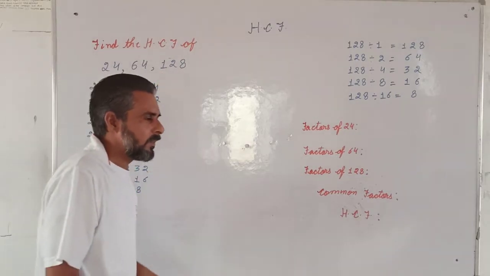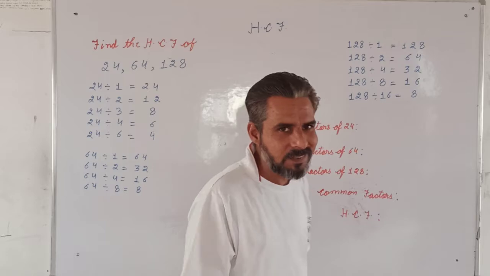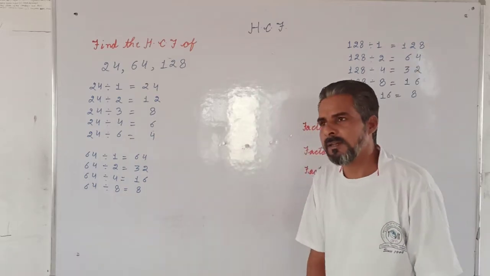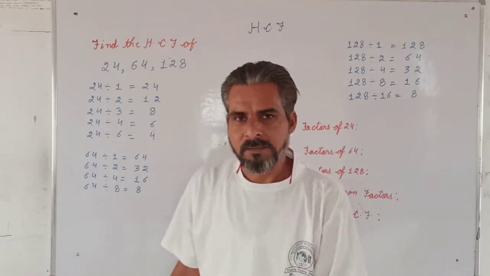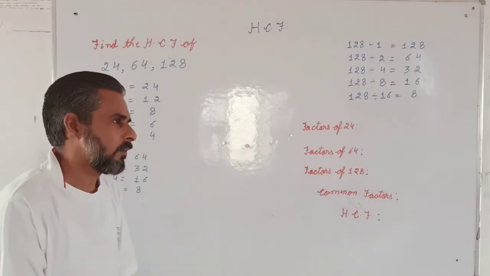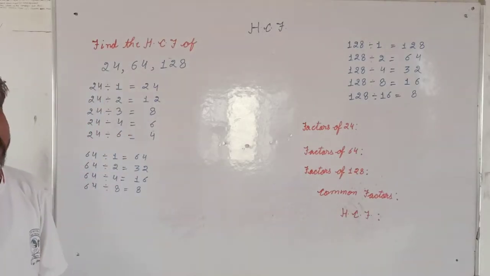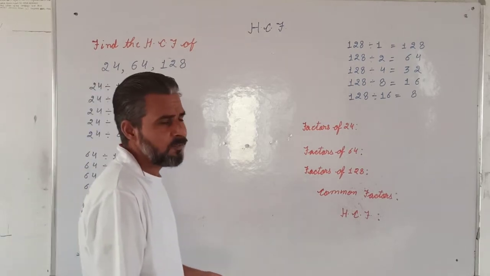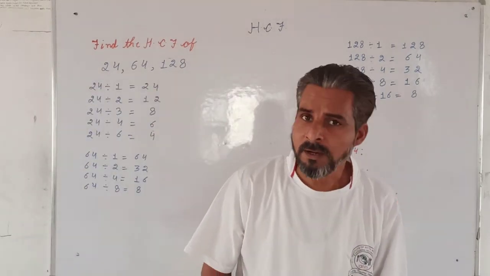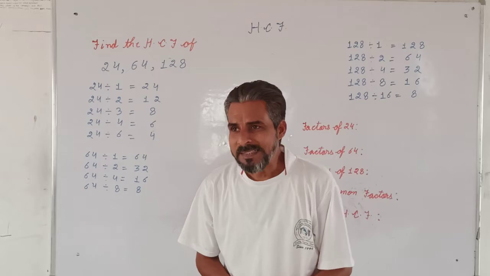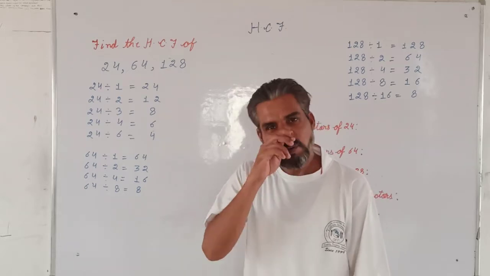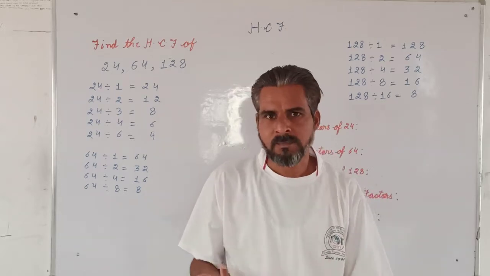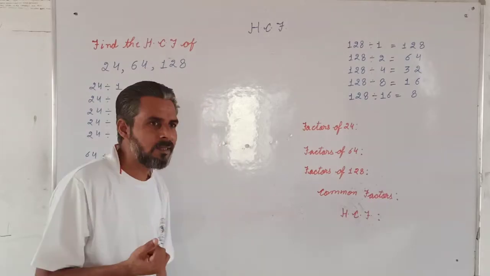I told you there are three methods. First one, the listing the factors method. Second one is the long division. Third one is the division by common factor. So first of all, we will start again with the listing the factors method, because I got the information that some of the students are not understanding these methods. So that's why I am giving you again one more example how to find HCF by these three methods.